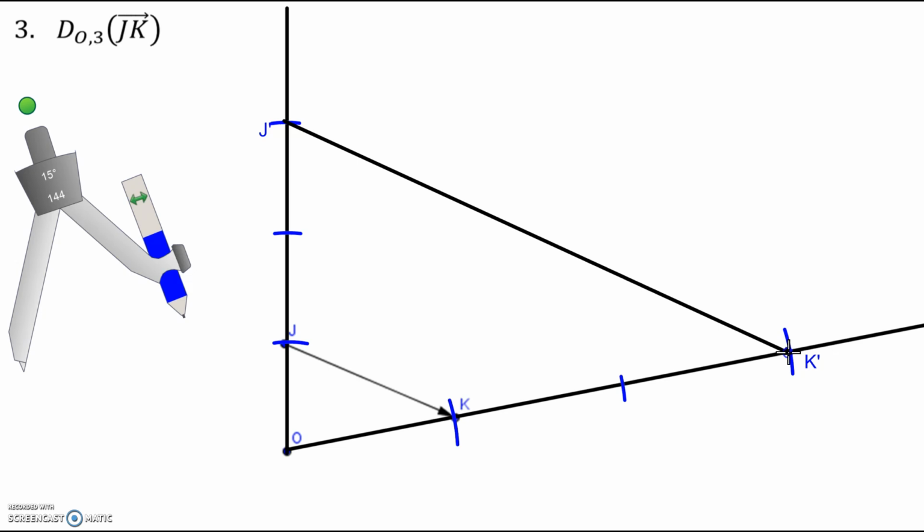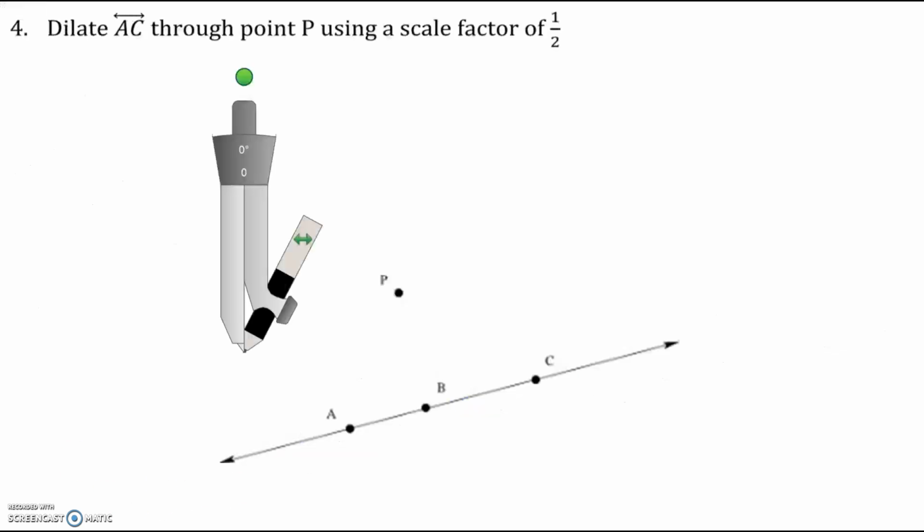And finally we'll connect them and make another ray from J prime to K prime. And make sure if it was a ray in the beginning, it is a ray again. This arrow is a little hard to see, so I'll make it a little bigger. Very good. Next is number 4.